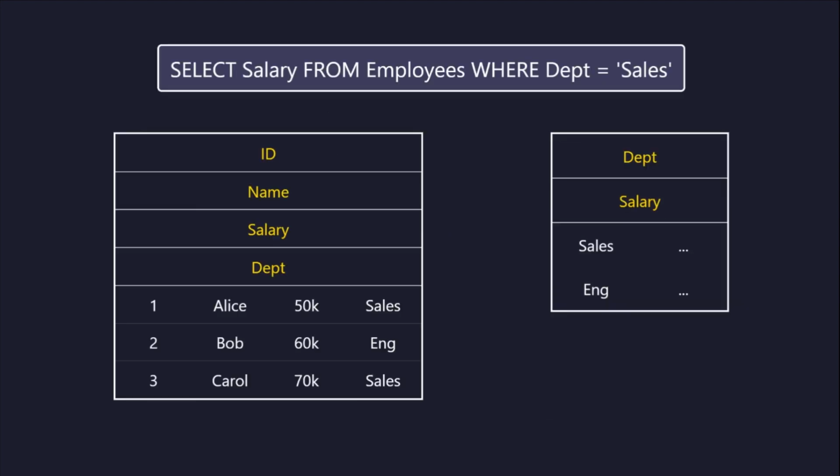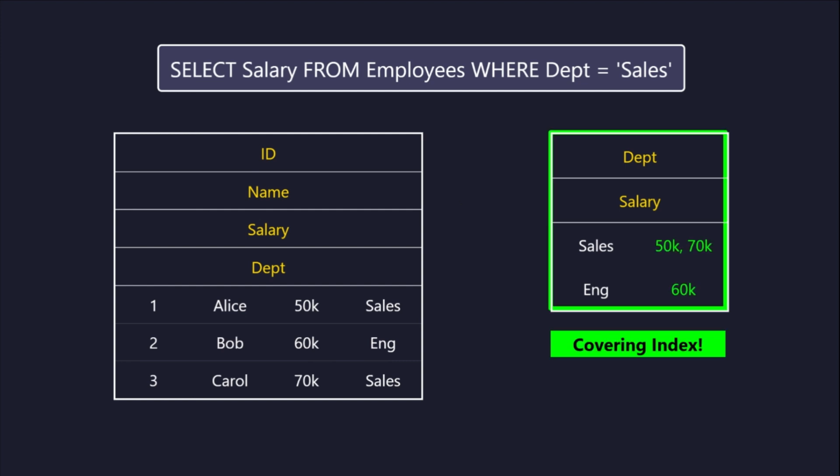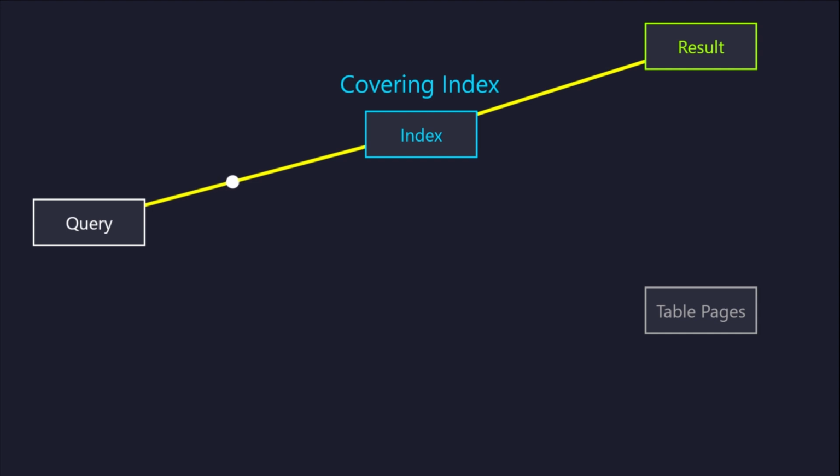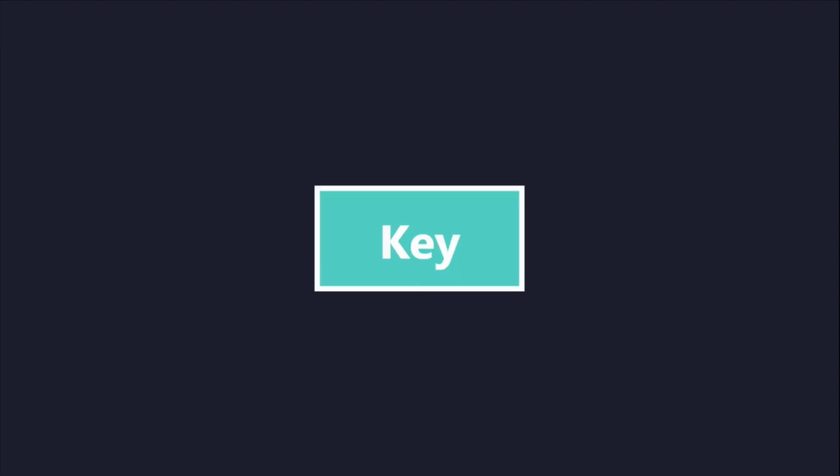Covering indexes are a powerful strategy where the index contains every single column requested in the select list of the structured query language statement being executed. By using a covering index, the database engine never needs to access the actual table pages, which significantly reduces expensive and slow random disk access patterns.